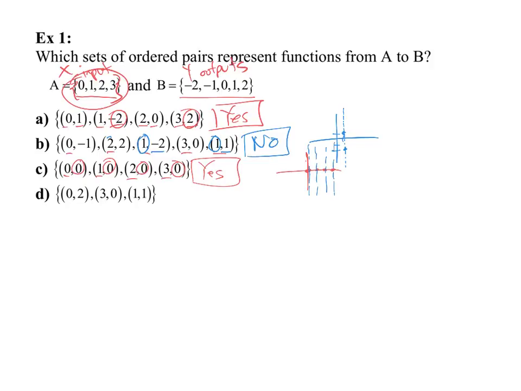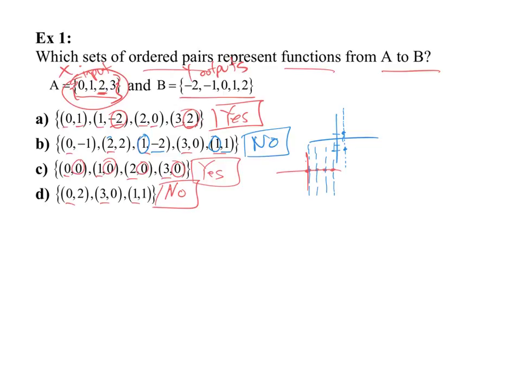All right, and for part D, this also tends to be a confusing example for students. Here I have 0, 3, and 1. Okay, now I'm missing one of my inputs. Since I'm missing one of my inputs, then it can't be a function of ordered pairs going from A to B. You have to utilize all of your inputs. So the answer here is no.